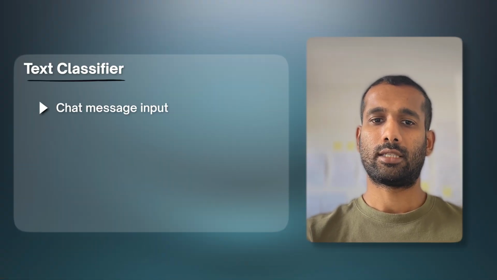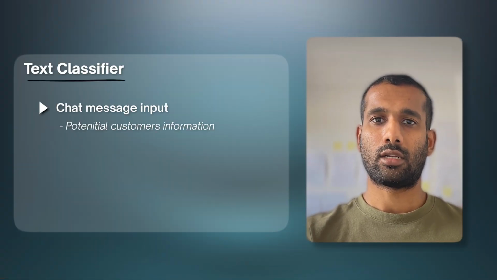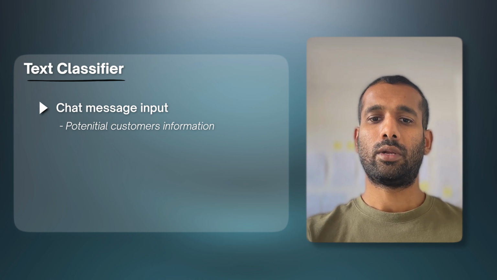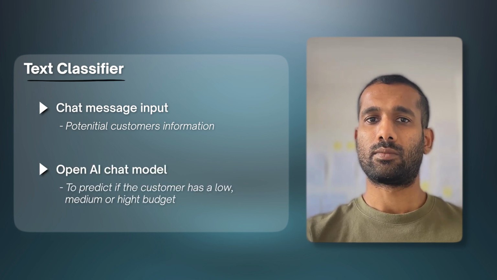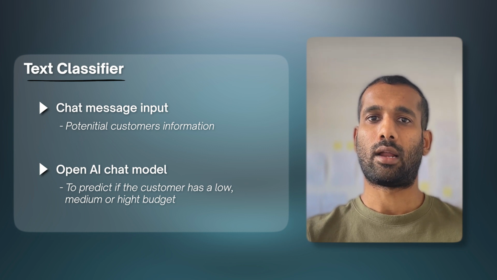Okay, so in this video, I'm going to show you how the text classifier node works in n8n. What we're going to do is get a chat message input with the potential customer's information. We're going to use an OpenAI chat model to predict basically if this person has a low, medium, or high budget. And I'm going to show you how to build that out yourself in n8n.